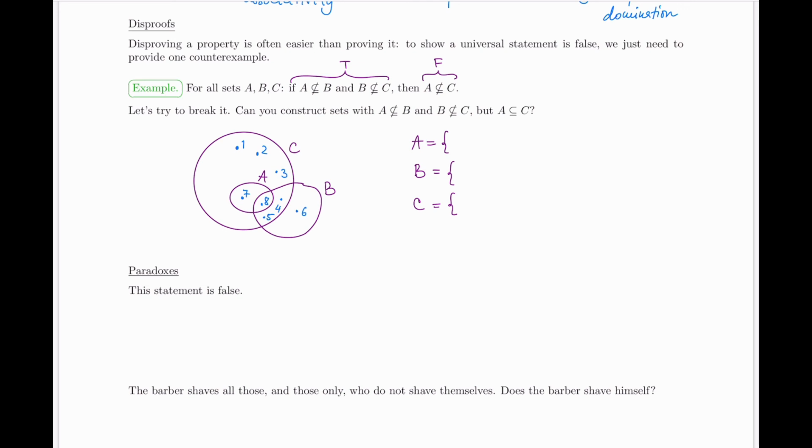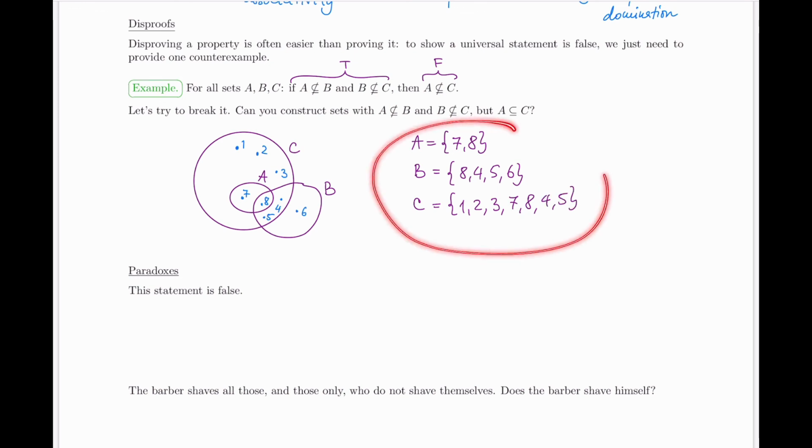What are the elements of A? My set A has elements 7 and 8. My set B has elements 8, 4, 5, and 6. And my set C has elements 1, 2, 3, 7, 8, 4, and 5.